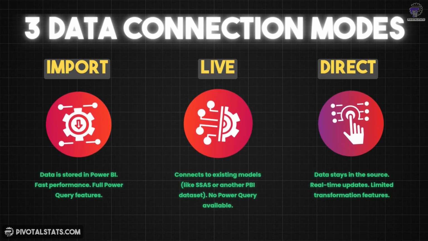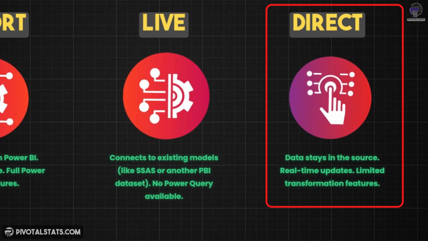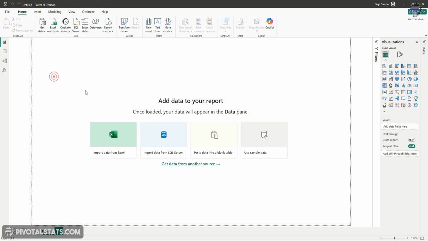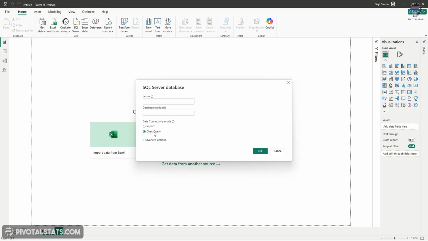Now, the third option is direct query mode. So I'm going to go back to Get Data and click on SQL Server. And this is the option that we're going to use today. Now, what is this? In this method, Power BI doesn't store the data locally. It runs a query directly on the source system. In this case, it will run a query on SQL Server.